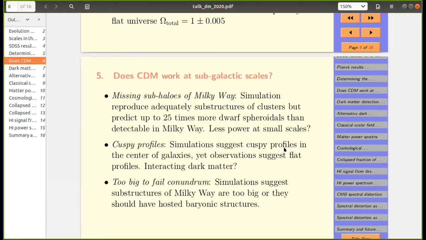Then another set of simulations suggests that substructures of the Milky Way are way too big. One of the ways to explain away the missing subhalos of the Milky Way was that the dark matter halos are really tiny, and so once baryons start falling in, even one supernova explosion can destroy them. So that's why we don't see them. There are all these dark matter halos out there, but they have not captured baryons, because when they captured baryons, they were easily destroyed. But too big to fail says no, not really. Actually, the simulation suggests that substructures of the Milky Way are quite big. They should not have been destroyed by those kinds of processes. So this is called the too big to fail conundrum.